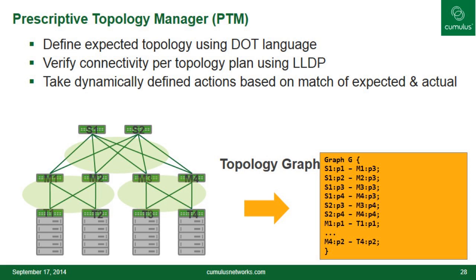And based on that, it takes certain actions, and some of those actions can be user-defined as to what is the consequence of a link that is matching, that is, the connections are as expected, versus the connections are not as expected. So in this picture, for example, if you look at the illustrative topology that we have, it maps S1 port 1 to M1 port 3, S1 port 2 to M2 port 3, etc.